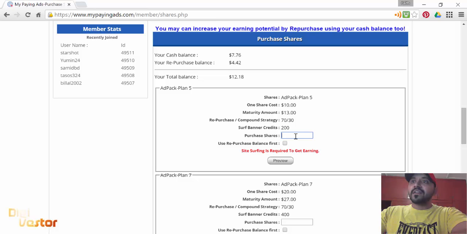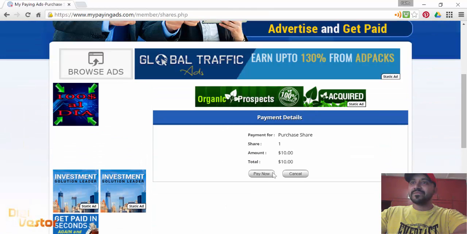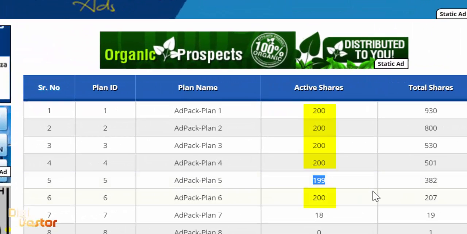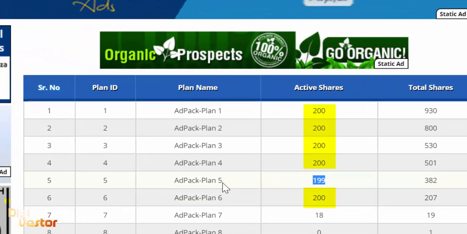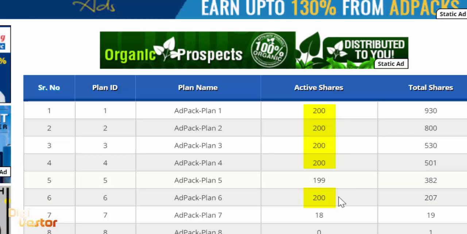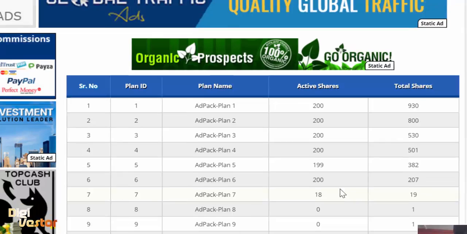How many shares can I buy? One share costs $10. I have a total balance of $12. So obviously I can buy how many? 100 of them. Wrong. 1. And you will see that here. Now I have 199 active shares in level 5. I just need one more active share so I can max out and continue buying on ad pack level 7.